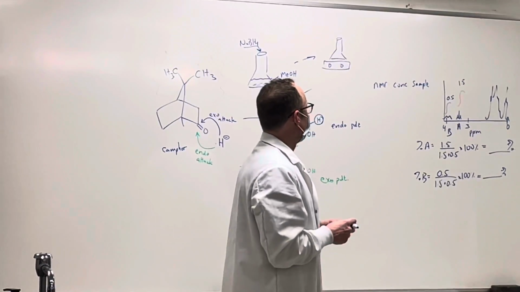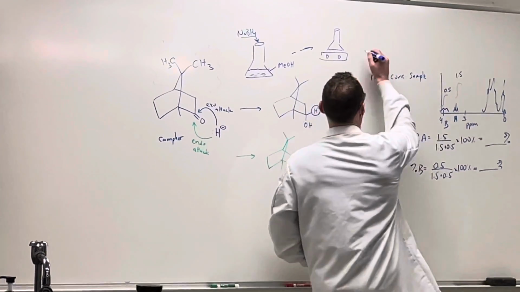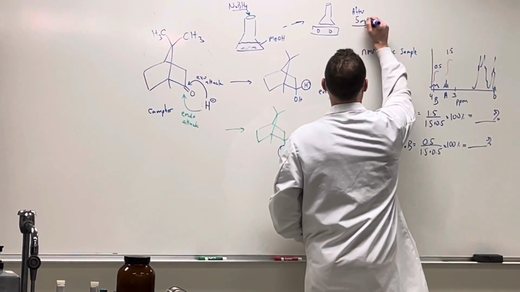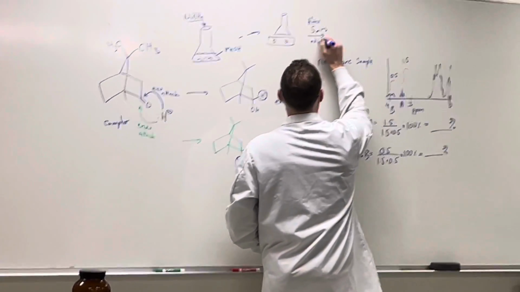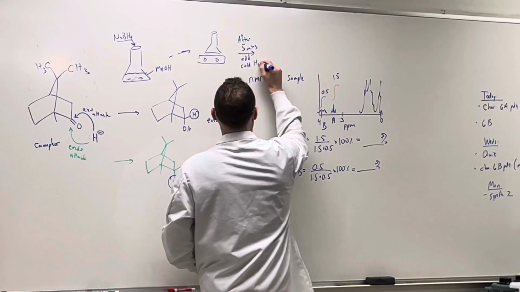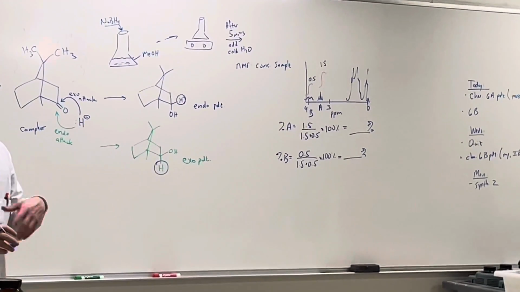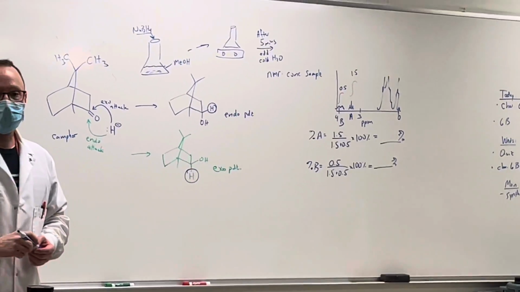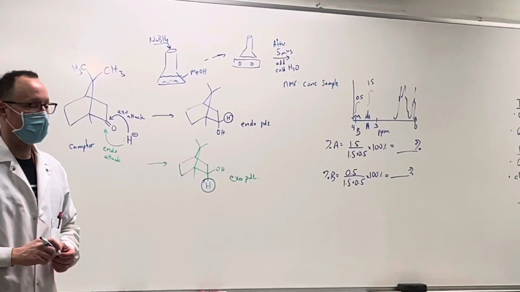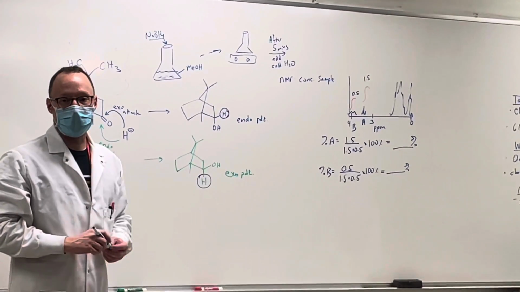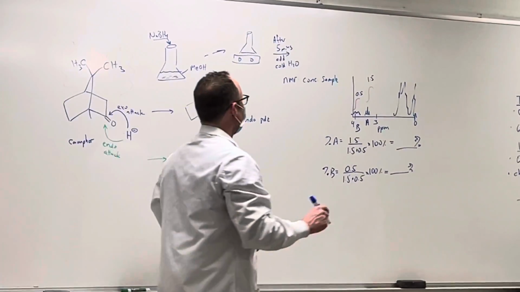What you're going to do is you're going to add cold water. What that should do is it should cause a precipitation to occur. So it should cause the borneol, isoborneol to precipitate out of solution. Okay.